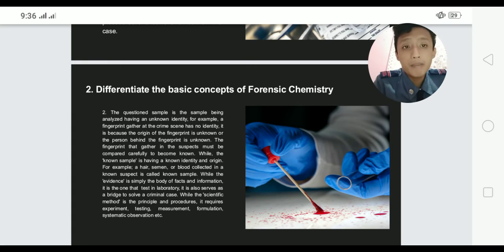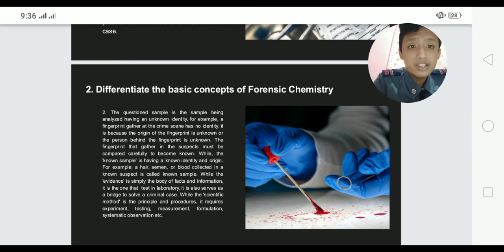So, the question sample is the sample being analyzed, having an unknown identity. For example, a fingerprint gathered at the crime scene has no identity. It is because the origin of the fingerprint is unknown. Kaya siya tinatawag na unknown sample kasi hindi alam kung saan nanggaling. Or, the person behind the fingerprint is unknown. Hindi din kilala yung tao.